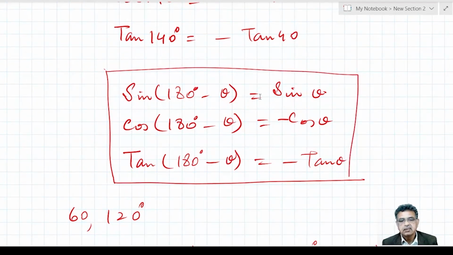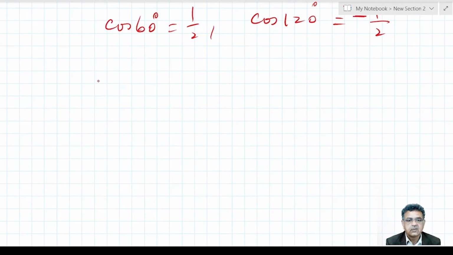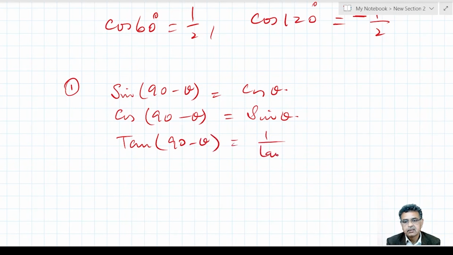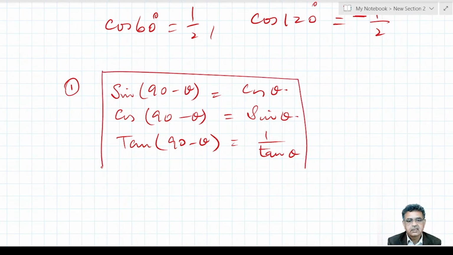So these are the identities, at least for AS level. And these three things you should always keep in mind: sine 90 minus theta is equal to cos theta, and cos 90 minus theta is sine theta, tangent 90 minus theta is equal to 1 upon tangent theta. This is one altogether, that is the same identity. Number one.